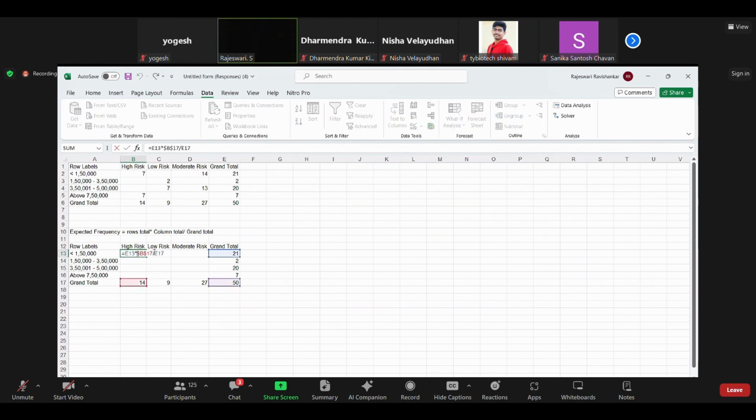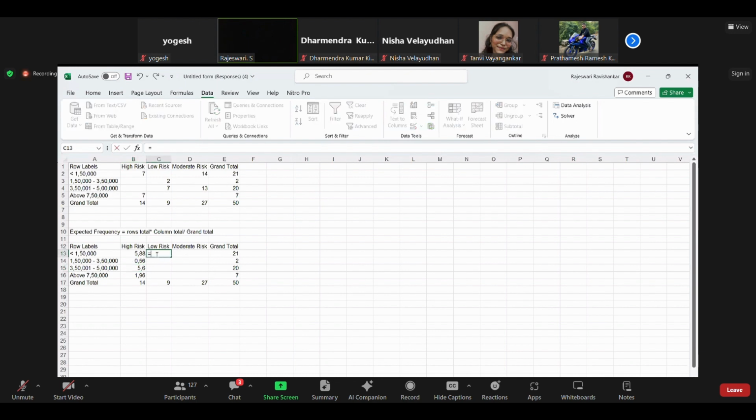Same way, I have to freeze this grand total also. For that, I will put the dollar symbol and press enter. Now I'll run this. See, my row total, column total, and the grand total. Like that, it will come for all.